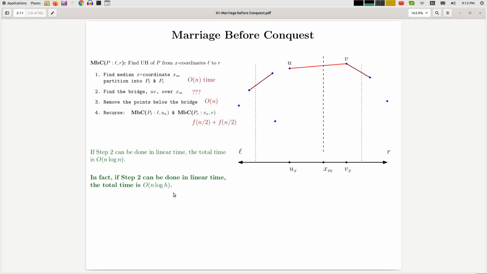And in the rest of this lecture, we're going to focus on how to find this bridge. If you can find this bridge, then implementing this algorithm is relatively easy, up to some issues that we're going to talk about in the exercise classes.